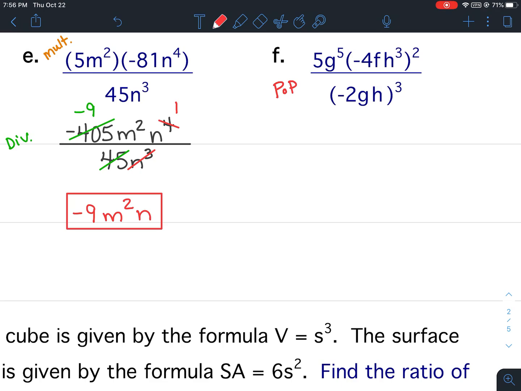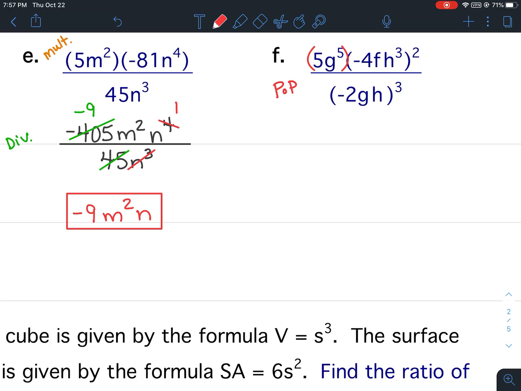The numerator actually has two different operations. It also has the parentheses, the monomial, raised to this outside exponent, so it also has power of a product. It also has multiplication. Go ahead and put parentheses around this. All right, well, what would we do first? Would we do the power of a product? Would we take care of that exponent first, or would we do the multiplication first?